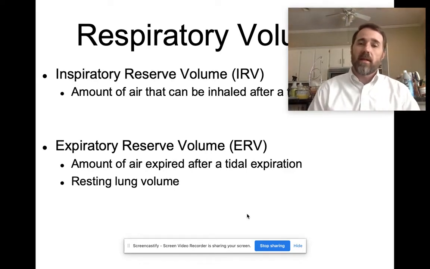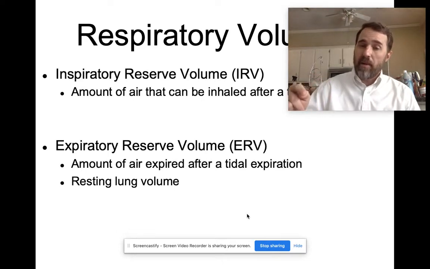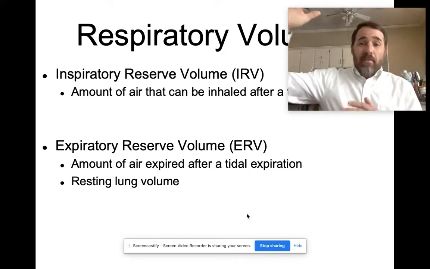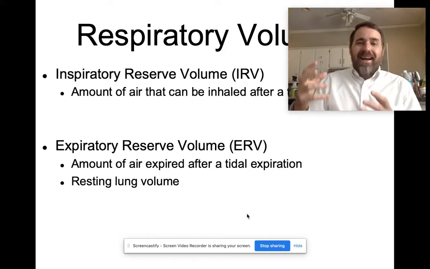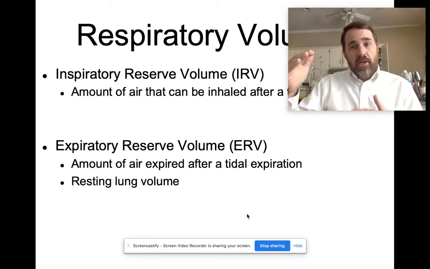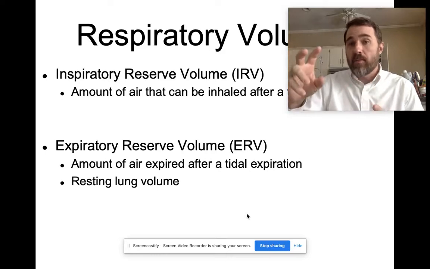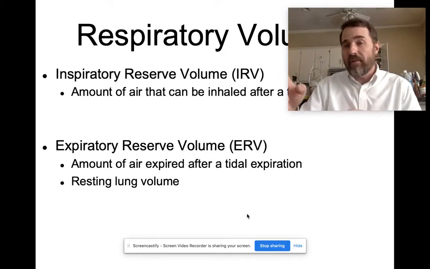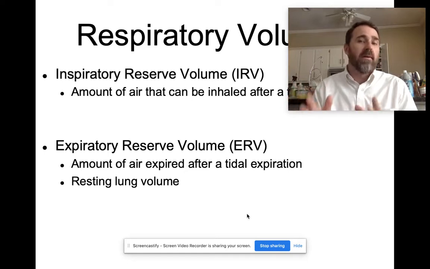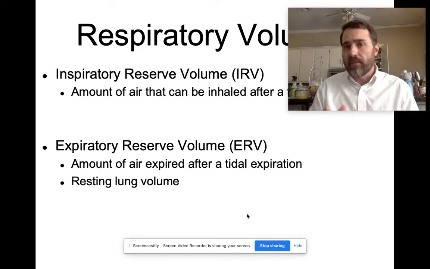So let's say I'm sitting here quietly breathing. I take a normal quiet inspiration. If I want to keep inspiring, I can. So that amount of air that I can pull in after a tidal inspiration is my inspiratory reserve volume. It's my inspiratory reserve. I can inspire it if I need to. Normally I don't if I'm sitting there quietly chilling. It's my inspiratory reserve volume.